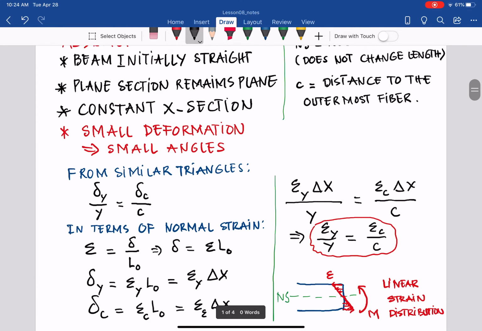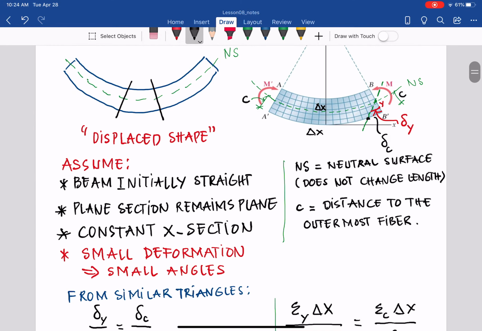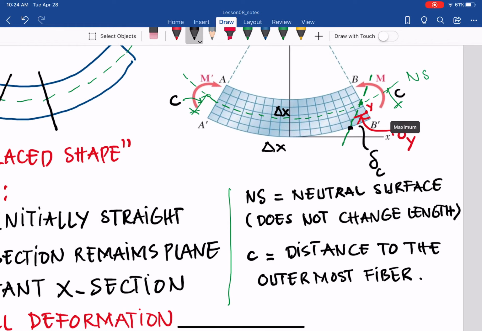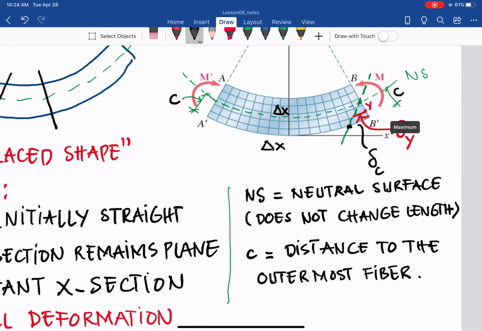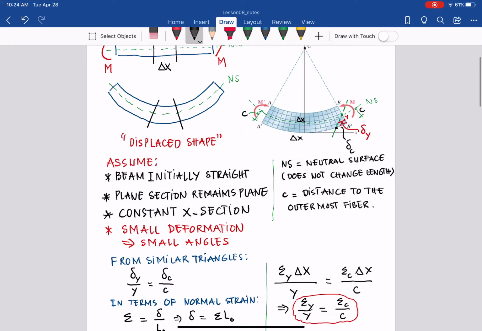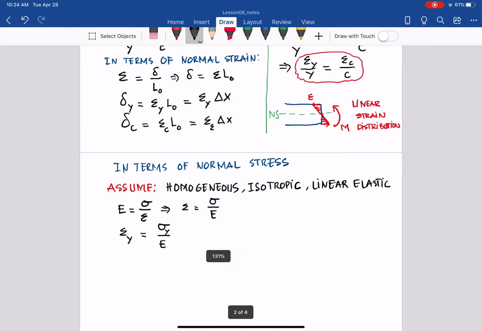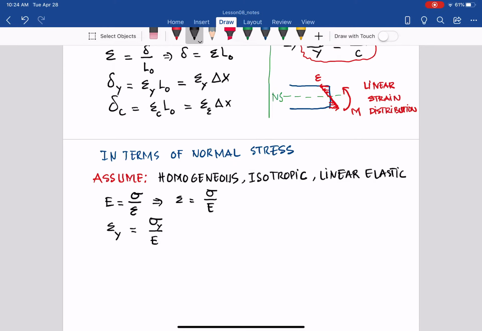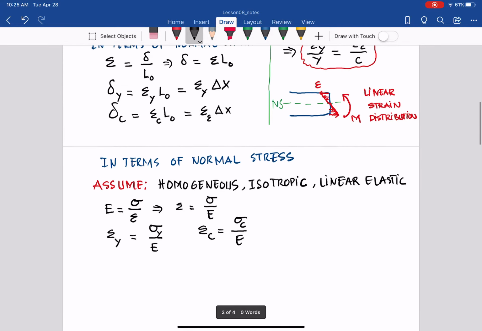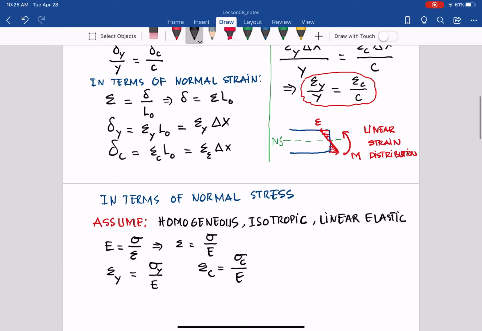For those of you who don't follow, that is the y we defined, delta y, etc., in that figure. So from here, what we have is epsilon y equal to sigma y over E. And from that, we also have the normal strain at the outermost fiber equal to the normal stress sigma c over E. So from that, we can plug into that equation.